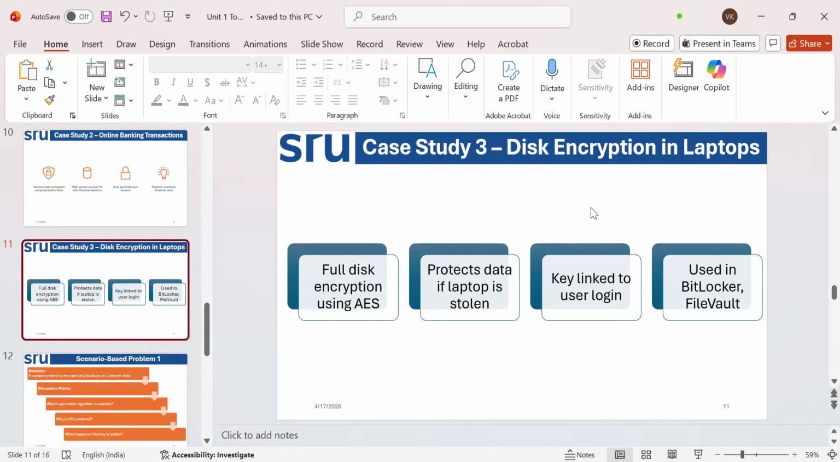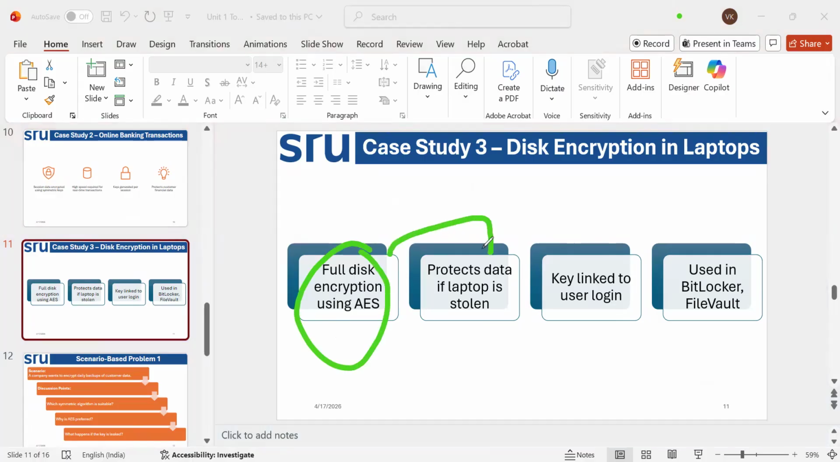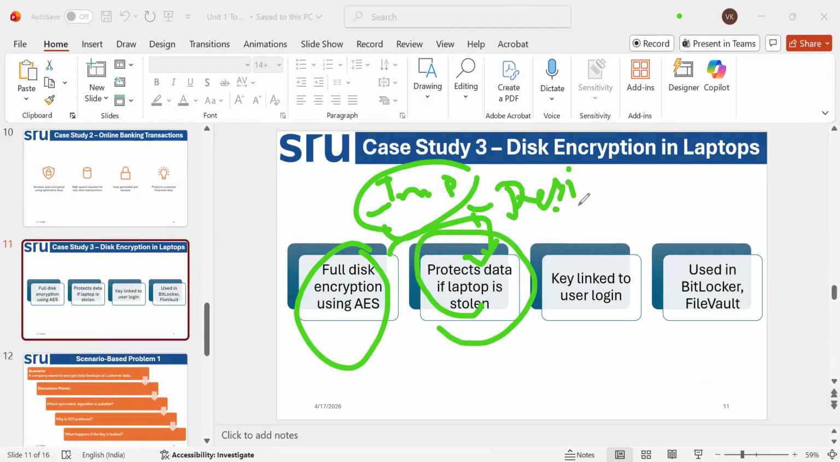If we see the laptop also, full disk encryption, there's a third case. Full disk encryption using AES protects data if the laptop is stolen. If we encrypted our laptop data using AES, and our laptop is stolen, our data is protected. Suppose there are some important files or design data, some company data, some patented data. We need to protect some defense data. We need to protect it by using AES.